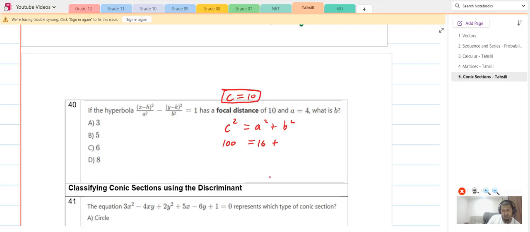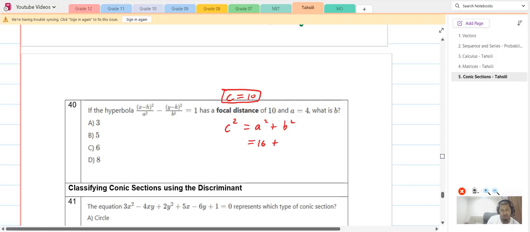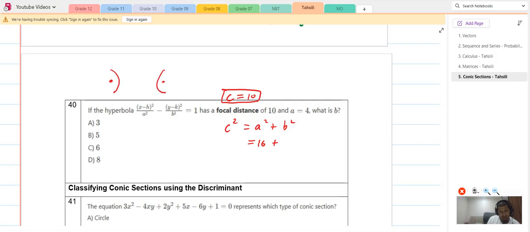Focal distance of 10. What do they mean by focal distance? The distance between the foci is 10, so then it should be 5. What they mean by focal distance is the distance between the two foci, and you can see the transverse axis is positive, so this is a hyperbola that looks like this. The distance between the two foci is 10. That's what they mean by focal distance. It shouldn't confuse you; you should say the distance between the foci.